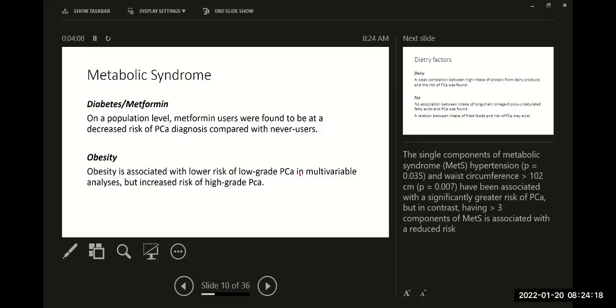On a population level, metformin users were found to be at a decreased risk of prostate cancer diagnosis compared with never users. This is only for metformin, not for other oral hypoglycemics. Obesity is associated with a lower risk of low-grade prostate cancer in multivariable analysis, but an increased risk of high-grade prostate cancer.